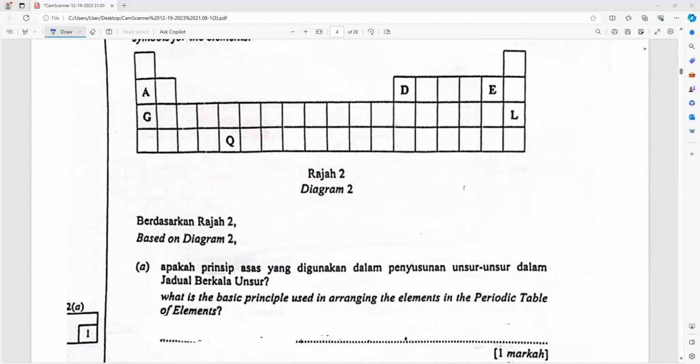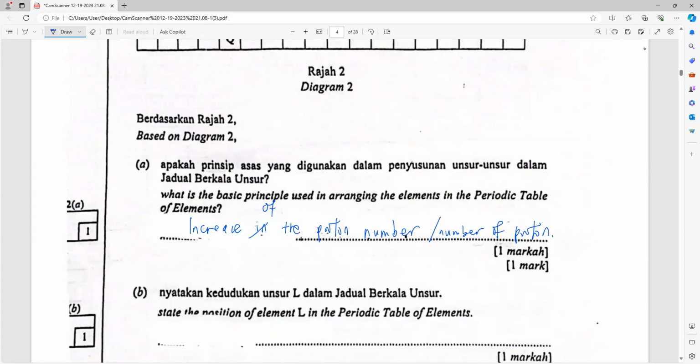Increasing atomic number or proton number. Too long there. Proton number. Yeah, so an increase in the proton number or number of protons is okay. Increasing of proton number can. Actually, number of protons is even better. So we will accept either answer, can.